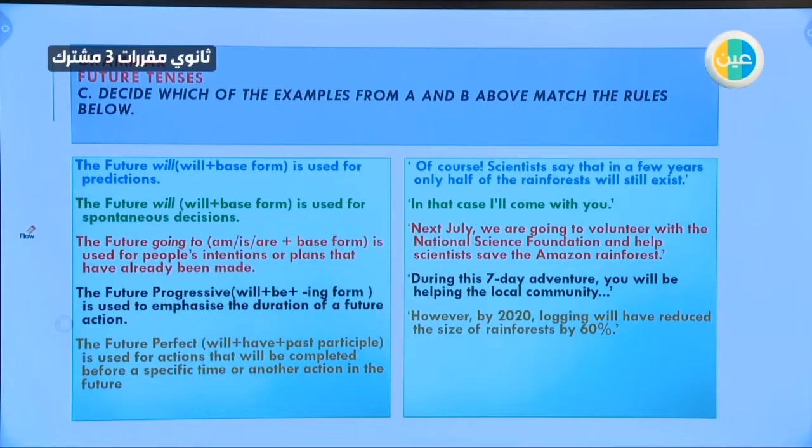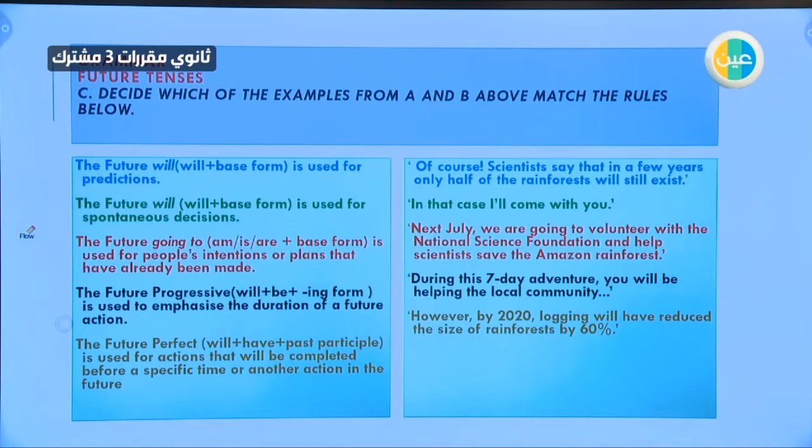Decide now. We have now exercise C. Decide which of the examples from A to B above match the rules below. So we'll say the rule and we look for the sentence that matches it, okay? Number 1. The future will. Do you remember future will? Will plus base form. We use it for what? Prediction. We are not sure. We guess what will happen in the future.